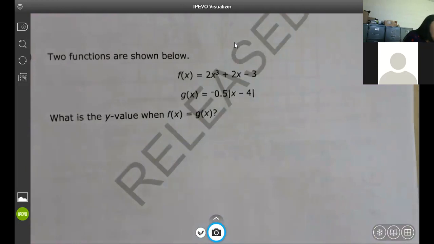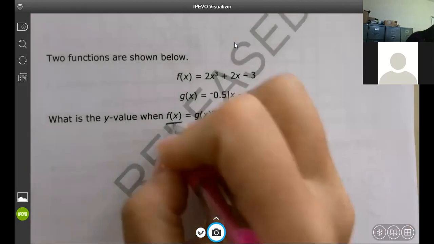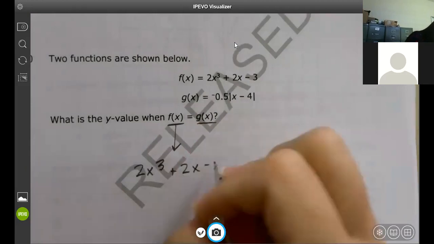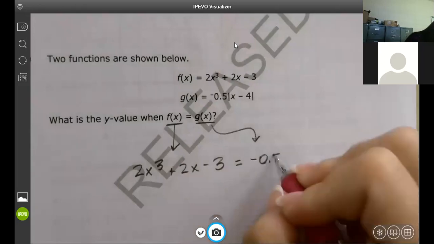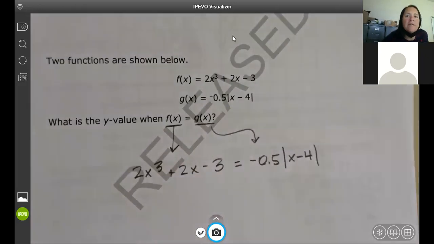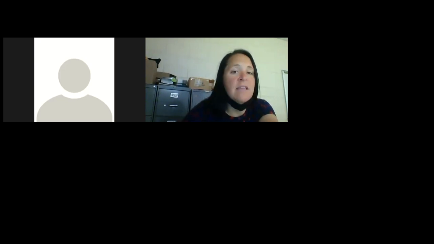So this says set f of x equal to g of x. So we're going to take f of x, which is 2x cubed plus 2x minus 3. And we're going to set it equal to g of x. Like this. Now I'm going to go off of my screen for a minute and I'm going to open Desmos for you guys. And I'm going to show you Desmos. Anything that has an equal mark, please, please, please, anything that has an equal mark, use Desmos for.